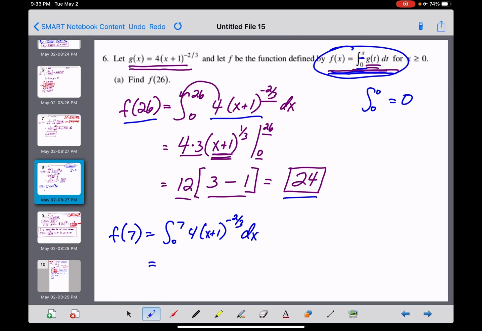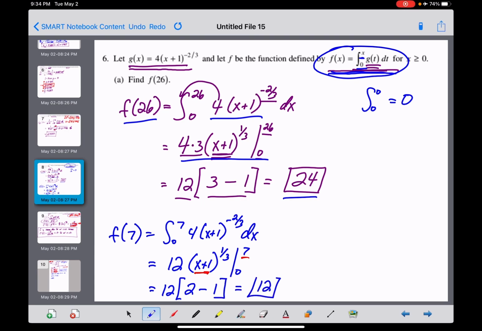This is going to follow a lot of the same work that we did just a second ago. Not much changes here, guys. You still get the 4 times 3, which is a 12 out in front. It's still times (x plus 1). The power is still 1/3, but now we're putting in values of 0 and 7. So what do we get here? 12 times, okay, and now I get yet another joke. 7 added to 1 gets you 8, which is yet another perfect cube. So the cube root of 8 is 2. Minus, putting in the 0 here, got us the cube root of 1, which is 1. And we end up with 12 times 1, which is 12. So f of 7 is 12.